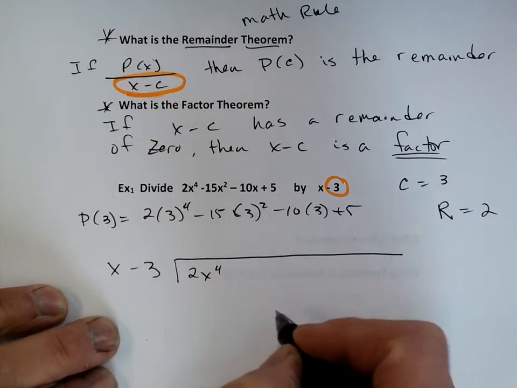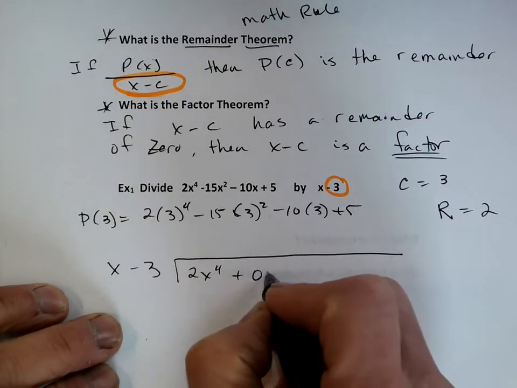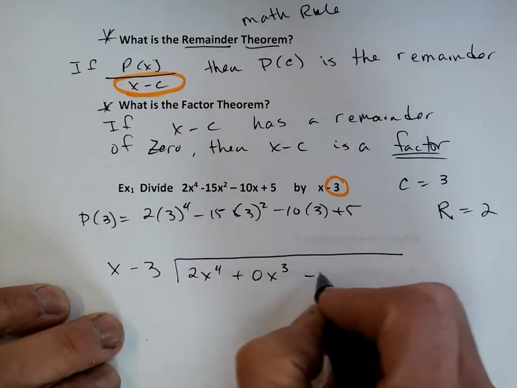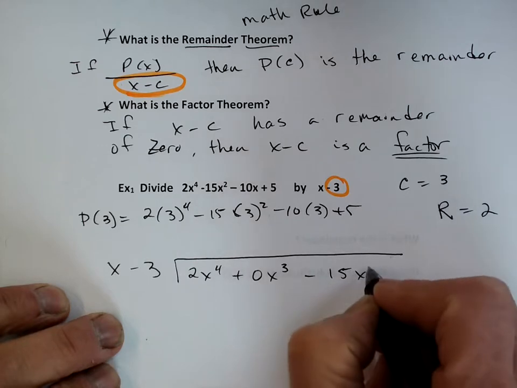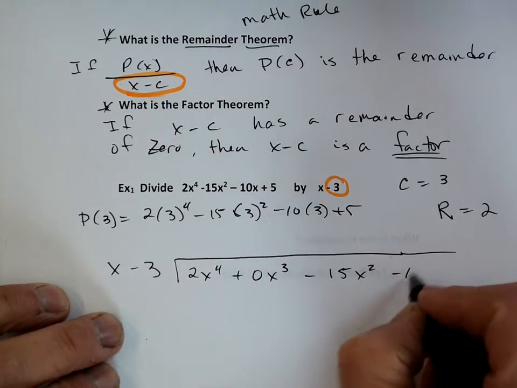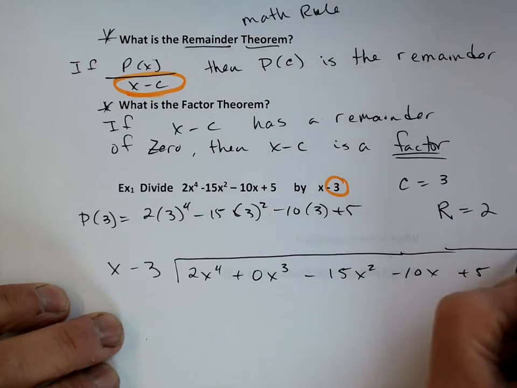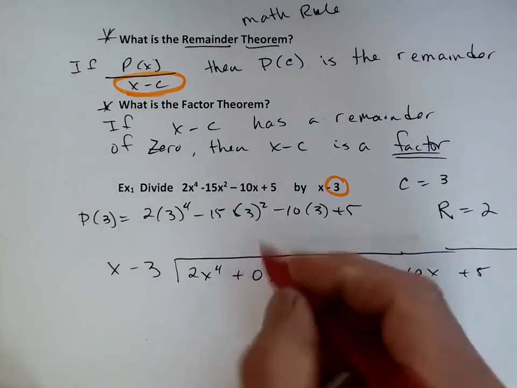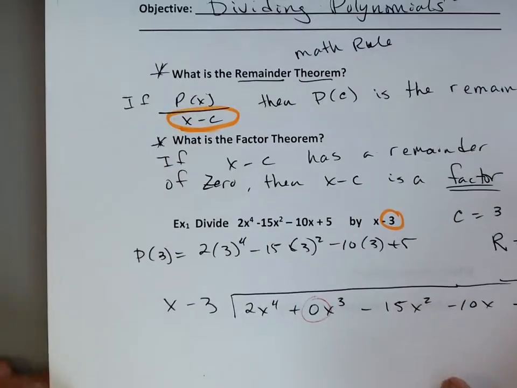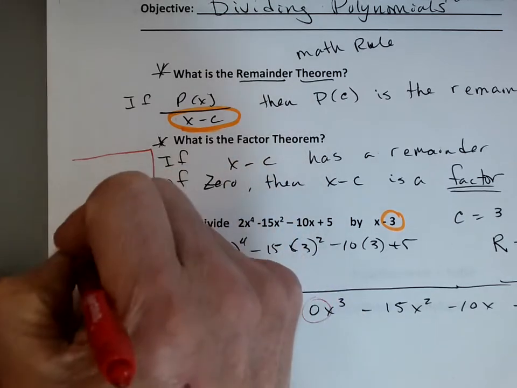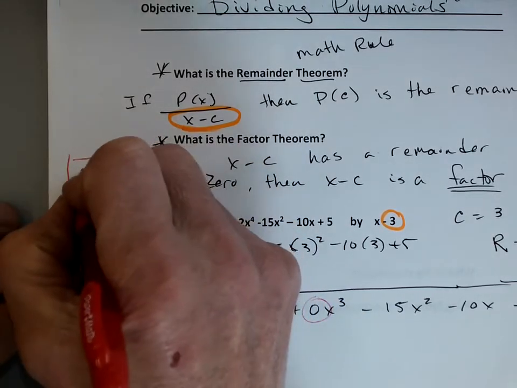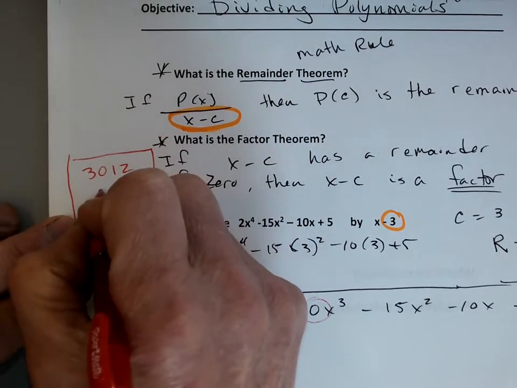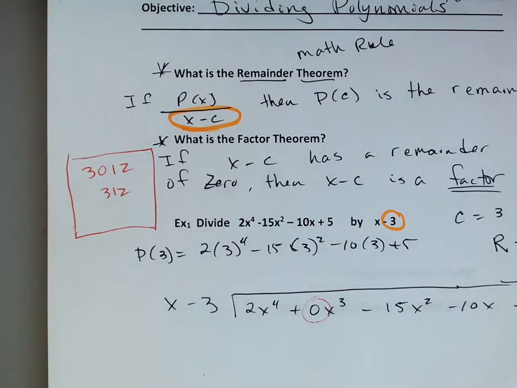2x to the fourth plus 0x cubed minus 15x squared minus 10x plus 5. Okay? Now I'm going to show you a number that's going to make this obvious. I'm going to put a number off to the side. Just my little side note here. Little side note, when you're ready.